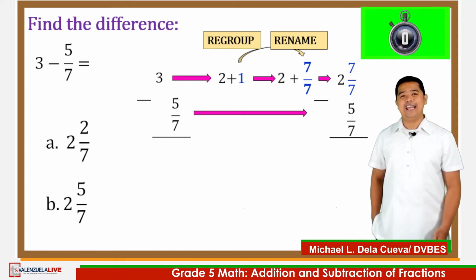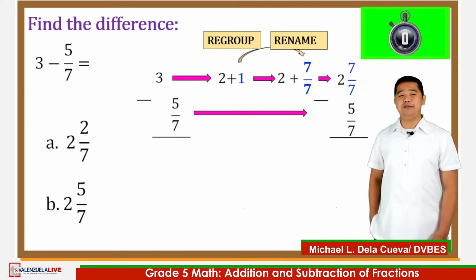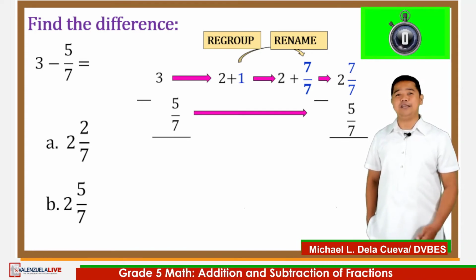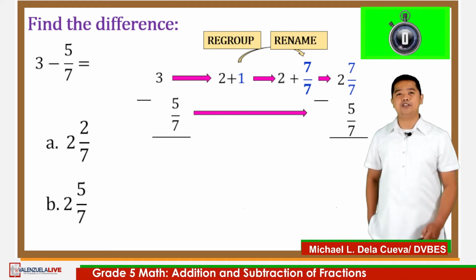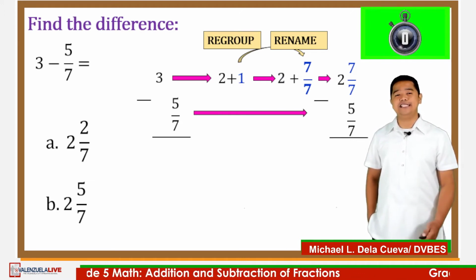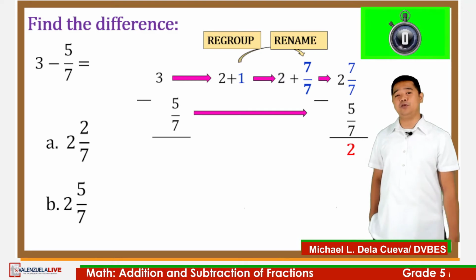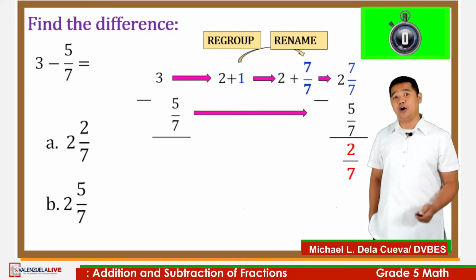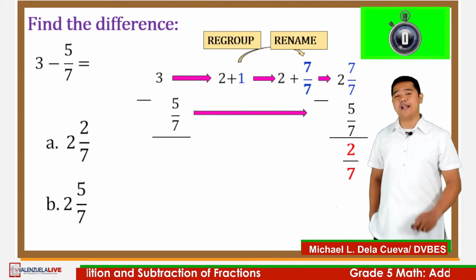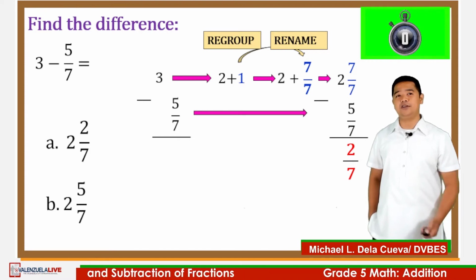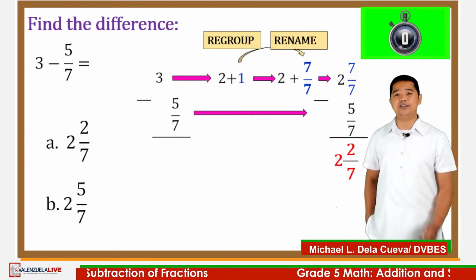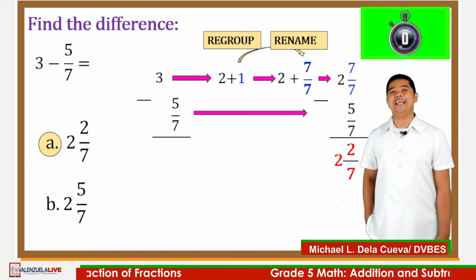So now, let us apply subtracting similar fractions by subtracting the numerators. 7 minus 5 is equal to 2. And then copy the common denominator. Subtract the whole numbers. 2 minus 0 is 2. That's why the answer is, very good, letter A.